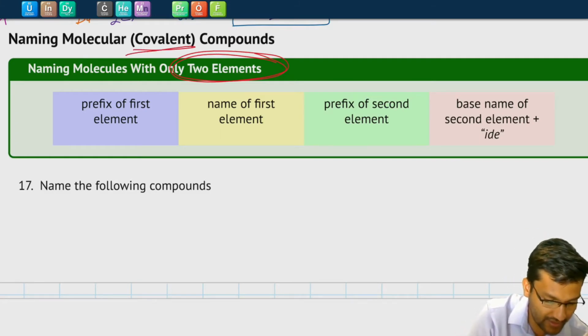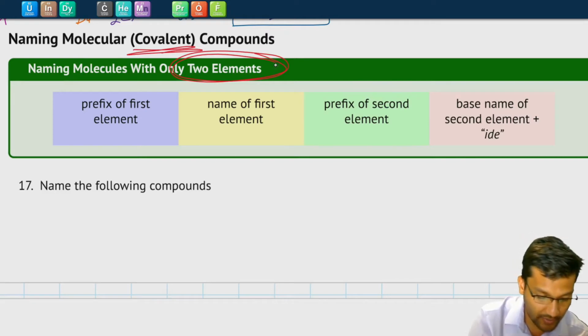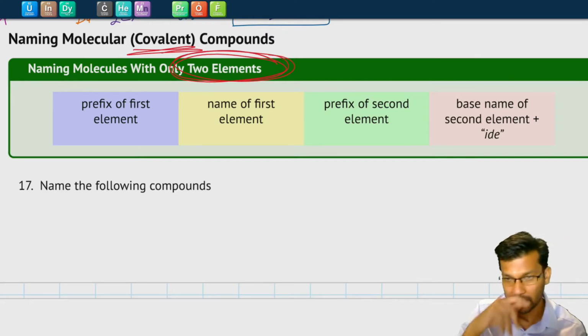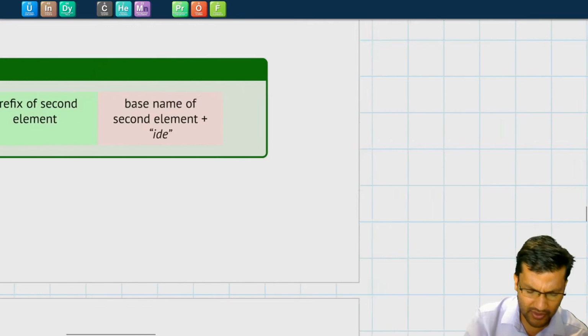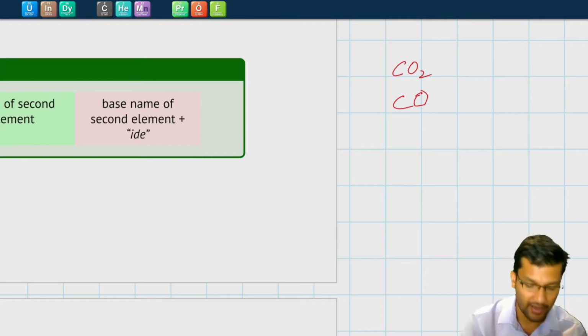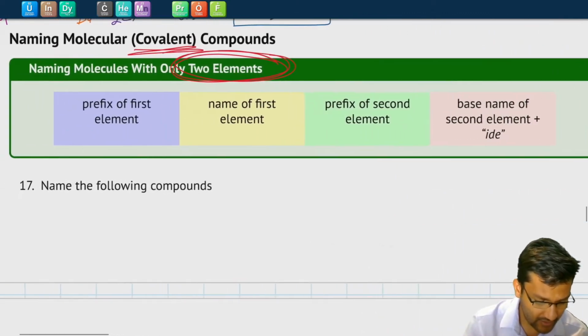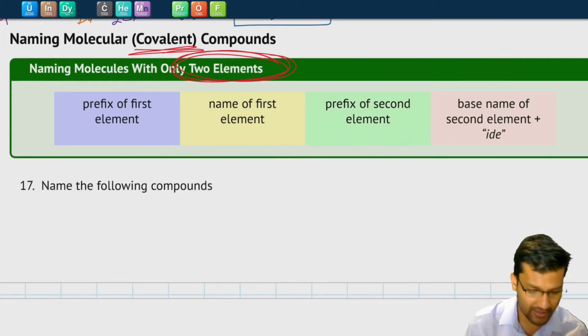But just as a reminder, covalent compounds are compounds with two nonmetals. And so with two elements, we're talking about compounds with two nonmetals. And you know some of them like CO2 or CO. We're going to use those two as examples on how to name things later on. But to name covalent compounds with only two elements, it's very straightforward.